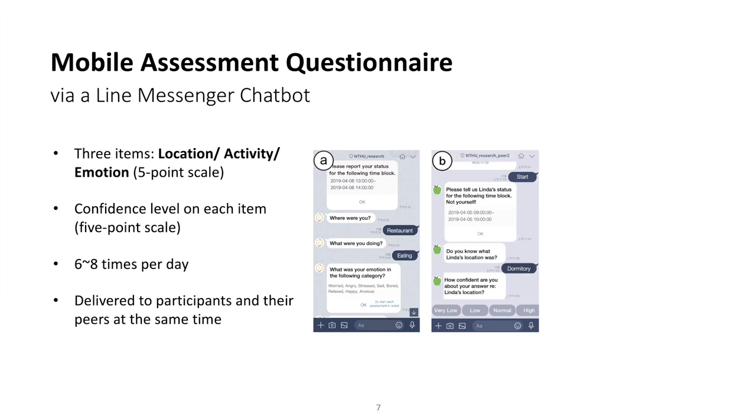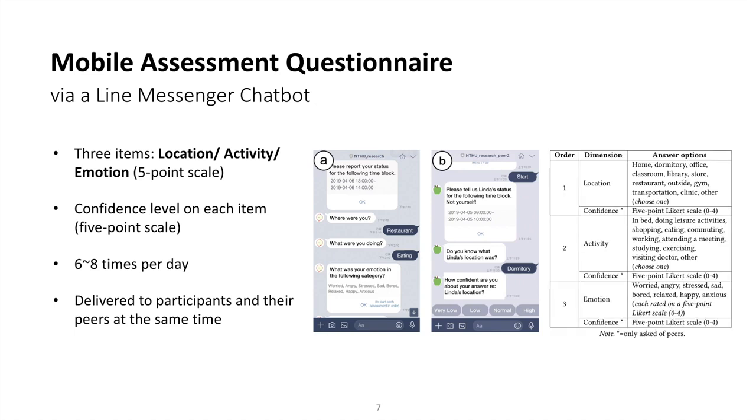Each questionnaire asks the main participants to report their location, activity, and emotion, and it asks the peers for the same information about the main participants. They could provide it based on their best knowledge or best guesses, and they needed to rate their confidence in each response they provided on a 5-point Likert scale. And note that the invited peers could freely ask the participants about their answers if they wanted to.